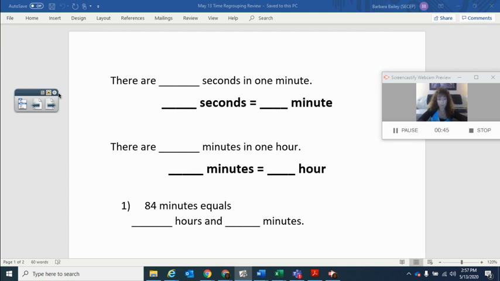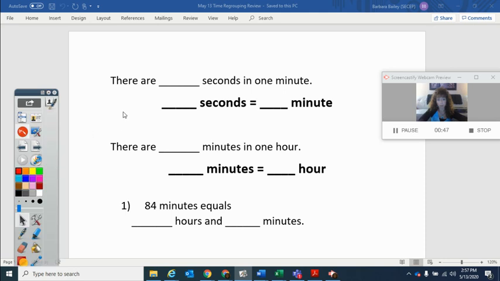Okay, so here we're just going to fill in this little activity together. There are blank seconds in 1 minute. So how many seconds are in a minute? There are 60 seconds in 1 minute. So I will write that here: 60 seconds equals 1 minute.